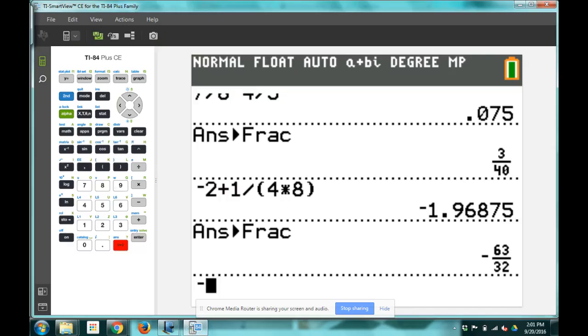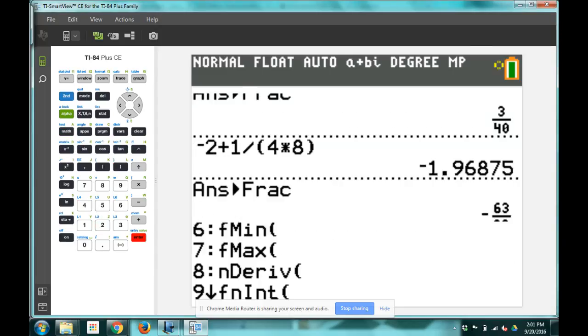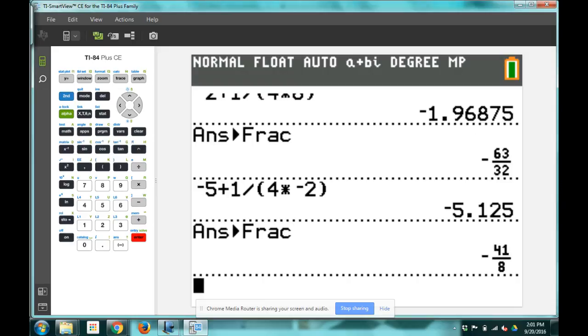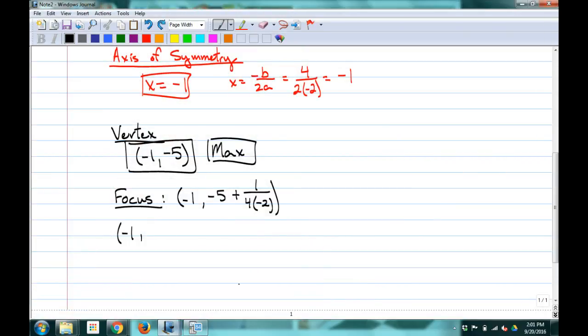So -5 plus 1 over parentheses 4 times -2. Math, enter. -41 over 8. The x value of the vertex was. The y value is what we're adding and subtracting to.